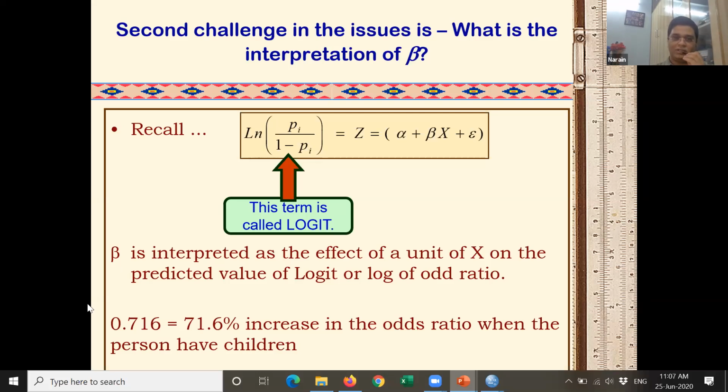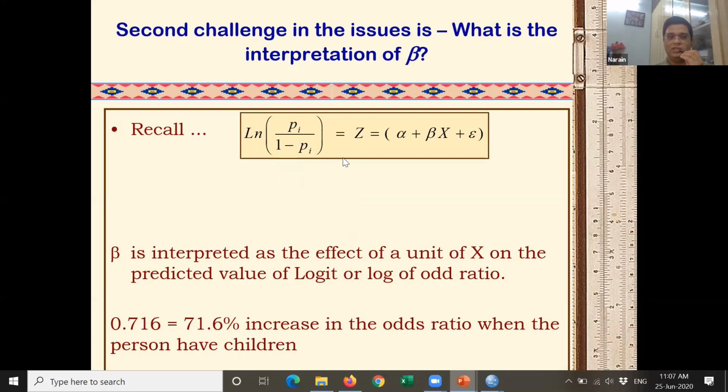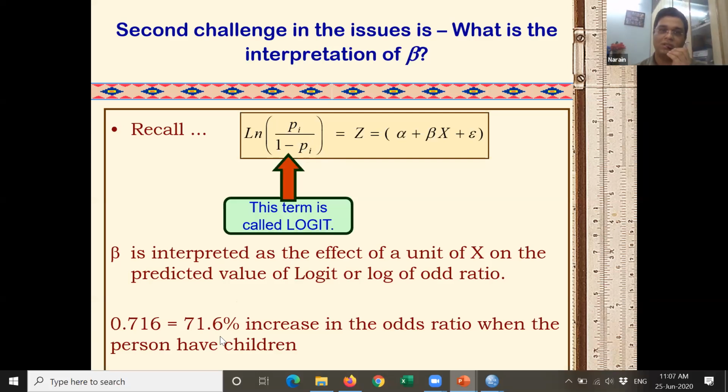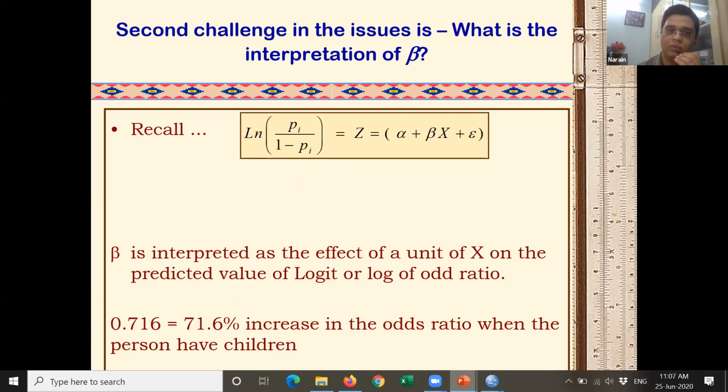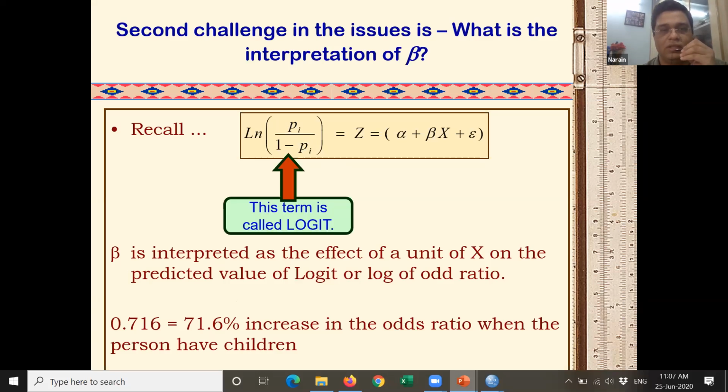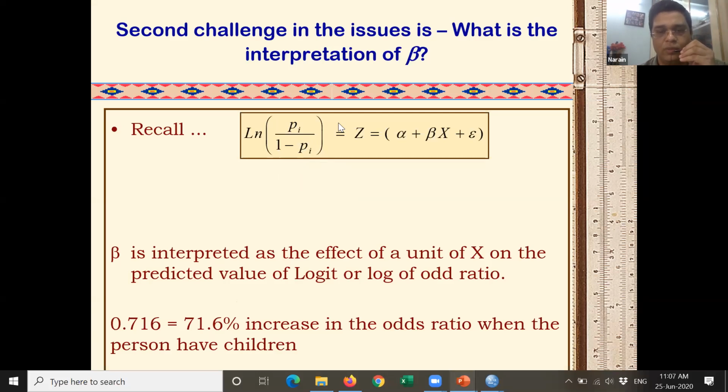Now, what is an odds ratio? It's the same number, p upon 1 minus p. So the probability of extramarital affair divided by the probability of not having an affair. That ratio of two probabilities will increase by 71.6%. I know it's somewhat difficult to absorb for the first time, but when you start reading it again and again and look at the data set, only then can you master it. Probably at this stage, in just one simple session, you may not be able to master it in one go.